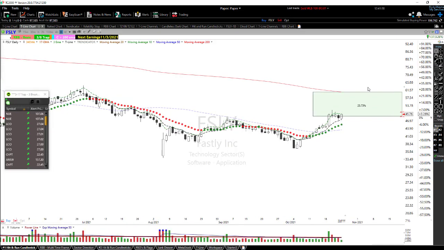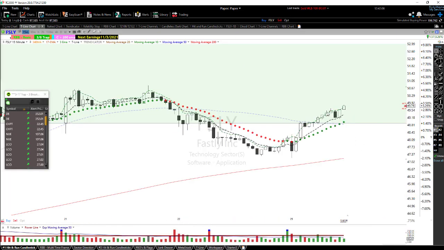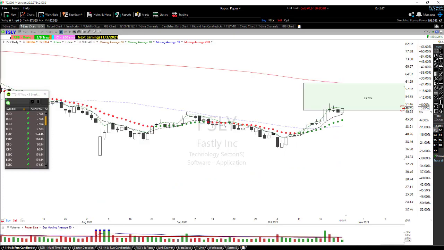Okay, so I'm looking at Fastly here. I'm thinking, I'm going to buy it right now. I don't need to wait. I don't need to look at a 15-minute chart. How's that going to help you? And if it does, that's great. But honestly, I think that's a pile of manure. But that's just me.